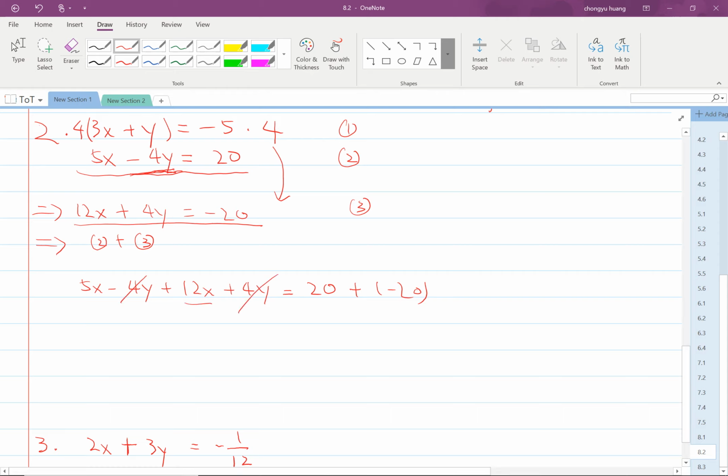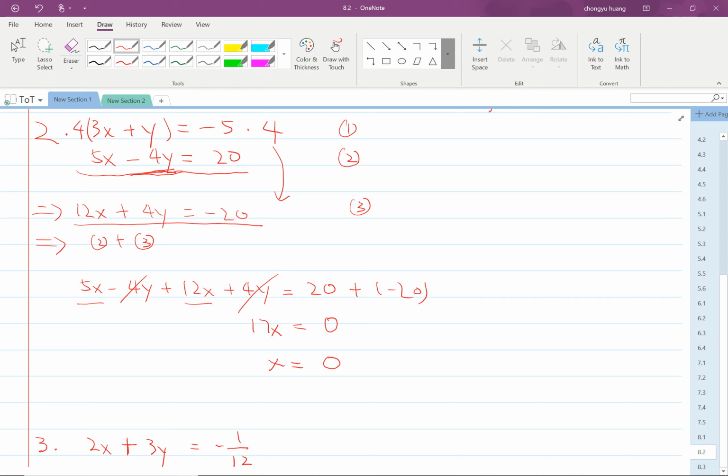And then 12x plus 5x is actually 17x. 17x is actually equal to 0. So our final solution over here is x equal to 0. Okay, let me take a look. 17x is equal to 0, so x equals 0, yes.